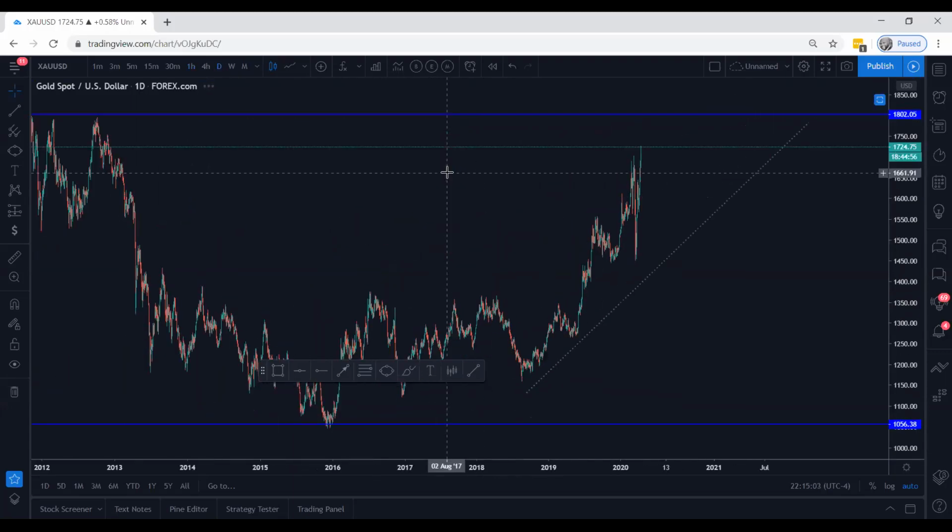Everything about it is set up perfectly. You're getting really nice flags. Look at them. These are some nice flags.